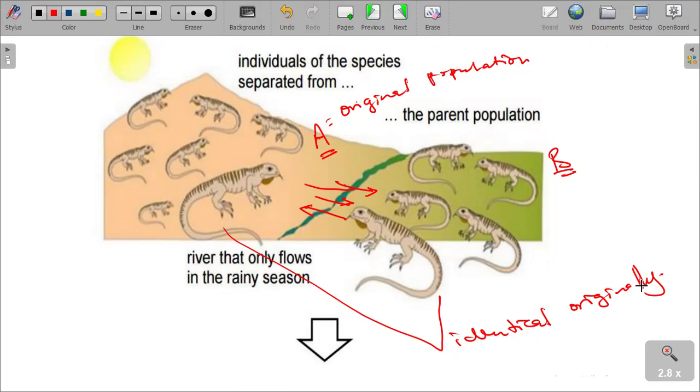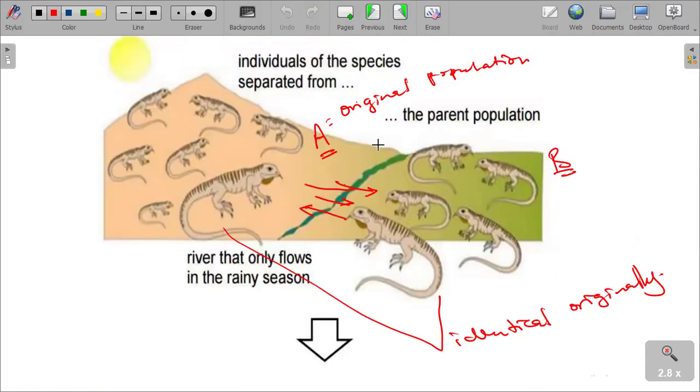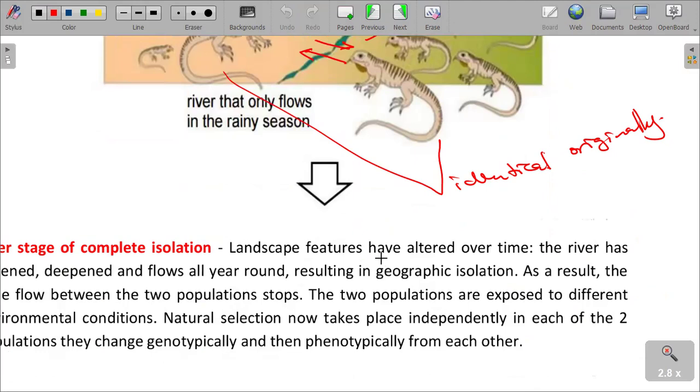But as we can see, this river was not flowing throughout the year. It was actually a seasonal river. Hence, when the rain season starts, it flows and then dries, and the lizards were able to move across this place, going to either side of the stream. And then what happens is that the river became big. Before we go there, let me just further explain something here.